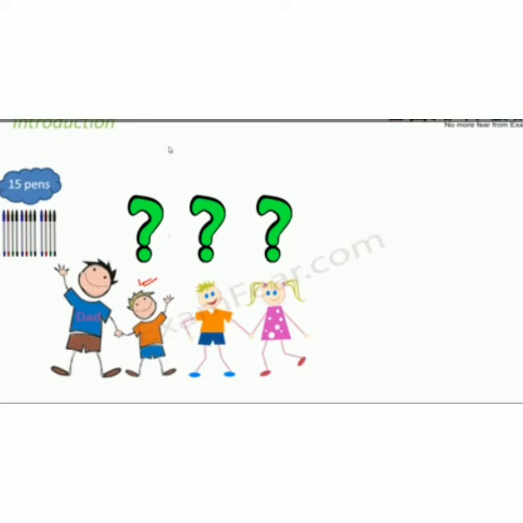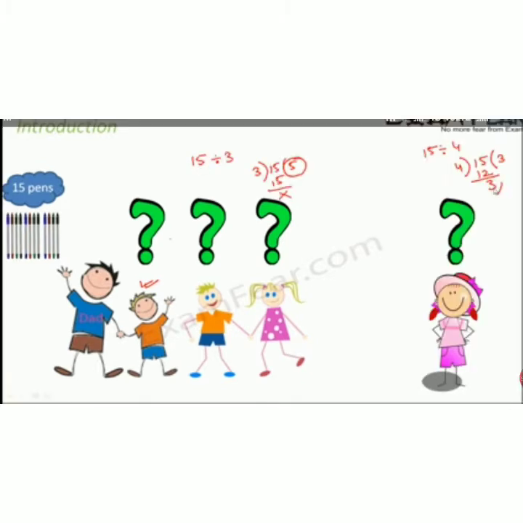So what will you do? Obviously, you will divide 15 by 3. When you divide 15 by 3, you can divide 5 times. So you will get 5 as the quotient. So each one will get 5 pens. There is no remainder, so you divided equally.